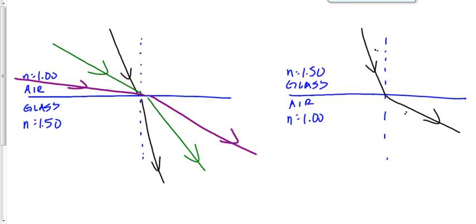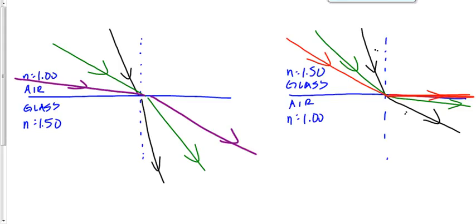Let's increase the angle of incidence a little bit more. Angle of incidence is higher, theta 1 is bigger, theta 2 is also going to be bigger, because as you go from high to low index, you're going from low to high speed. Let's increase the angle a little bit more. What happens now? Well, the ray of light actually skips right along the boundary between the air and the glass.